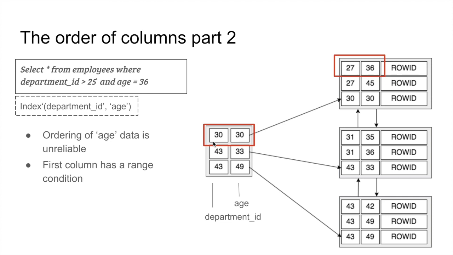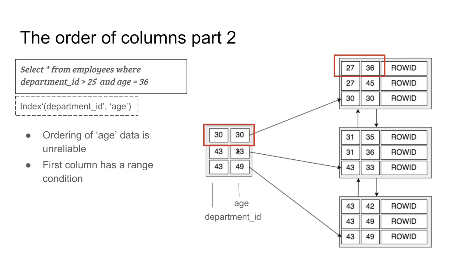The first evaluation that a lookup would do when you start right here is evaluating the department ID data. So that would go like following. Is 30 greater than or equal to 25? Yes, it is. So the lookup would go to the evaluation of the age data. Is 30 greater than or equal to 36? No, it is not. So the lookup would not follow this lead and go through this leaf node, and it would miss out on a valid result.